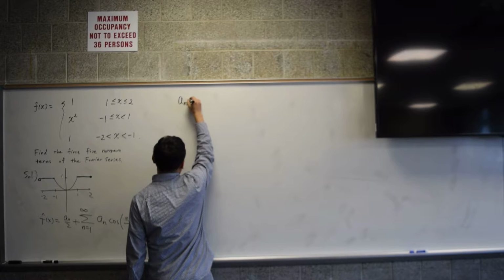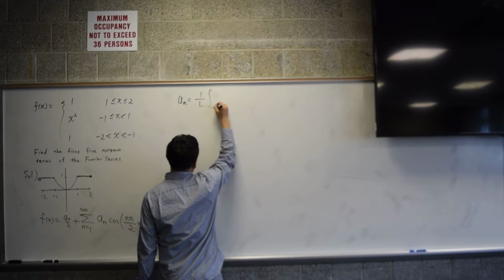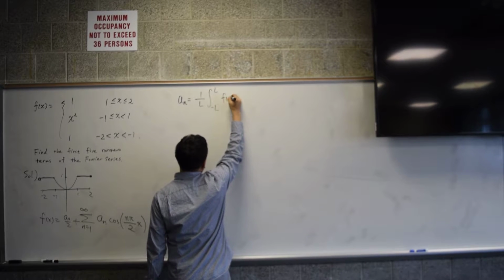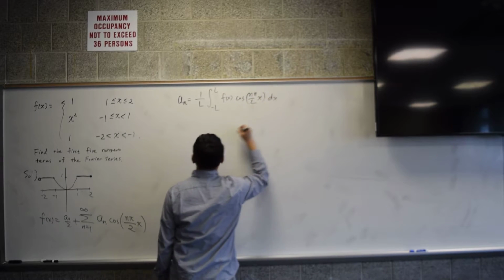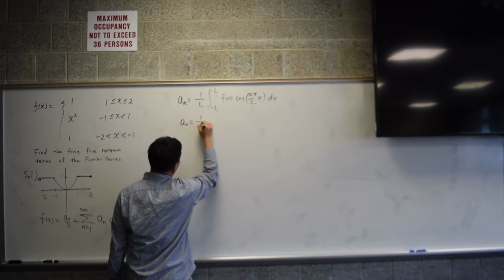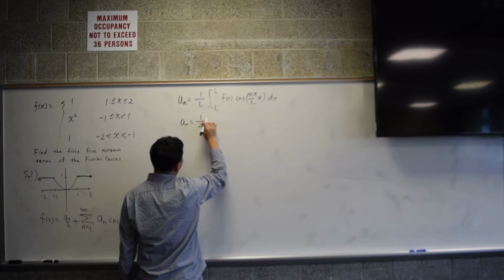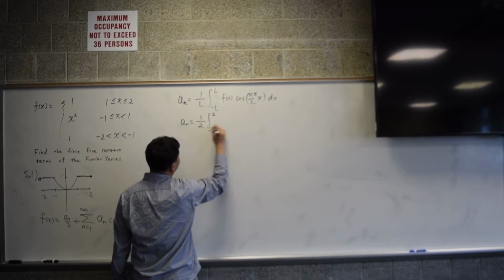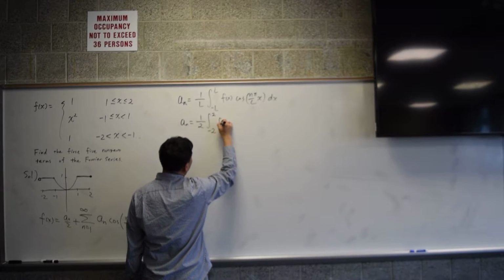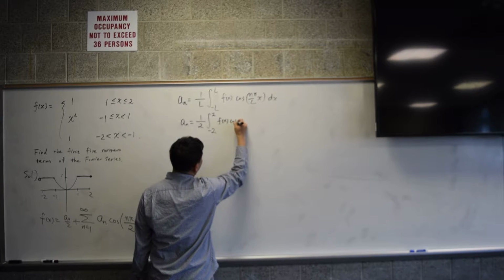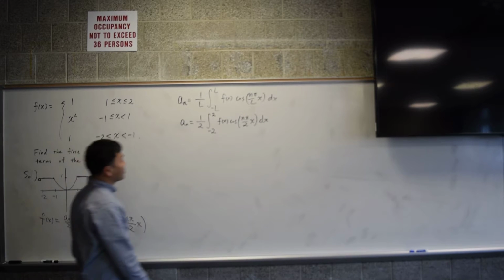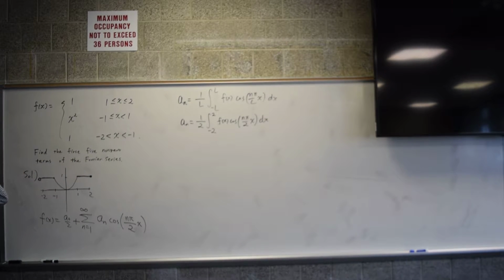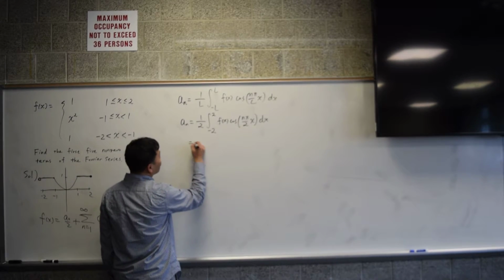Then, what's the formula for an? An is 1 over L from -L to L, f of x cosine n pi over L x dx. In our context, since L is 2, it's like integrating from -2 to 2 of 1/2 f of x cosine n pi over 2 x dx. What should we do after this? Times by 2, and cut the integral in half, right?